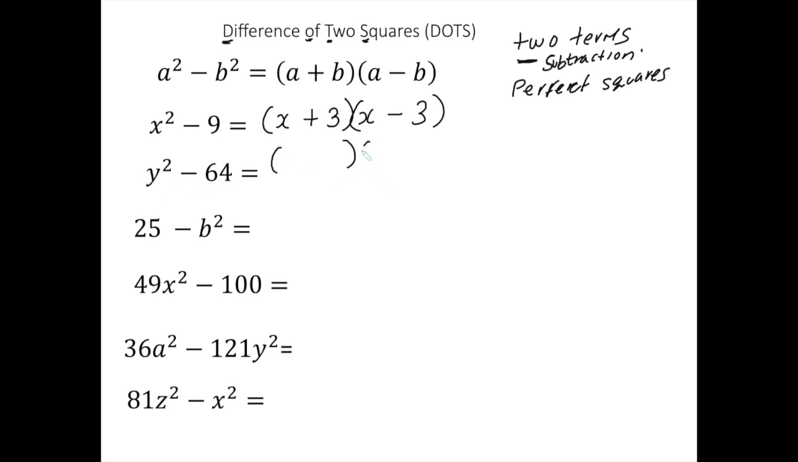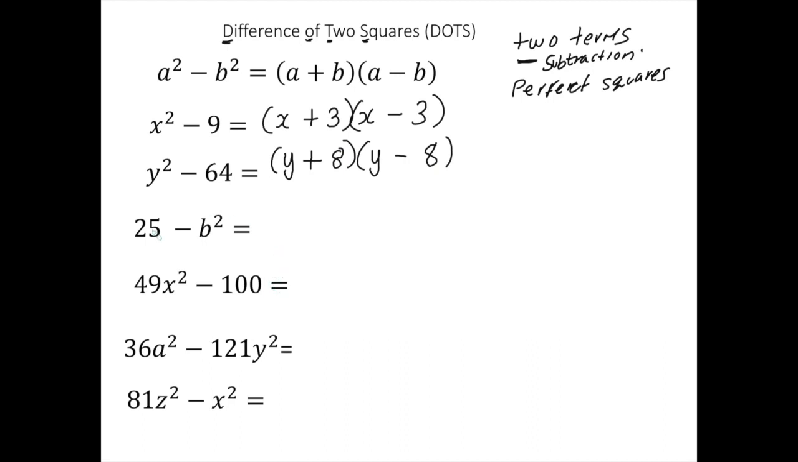Y squared minus 64. So I'm going to open my two parentheses. Y squared is y times y. I'm going to have a plus and a minus. You can put minus first. I just like plus minus. And then 64 is perfect. The number that multiplies itself to give you 64 is 8 times 8.